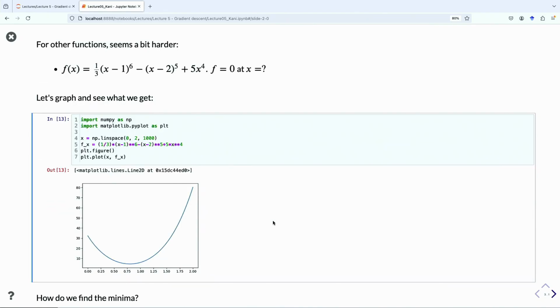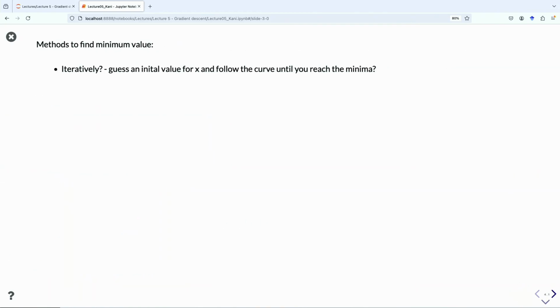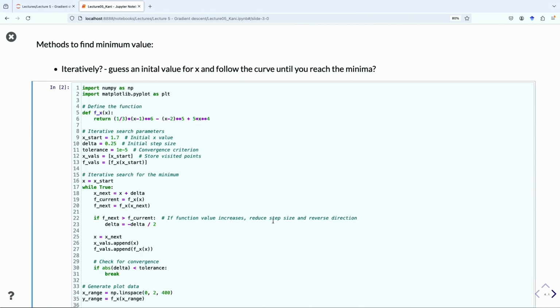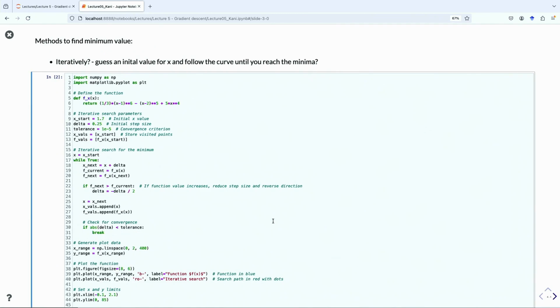Come on. Oops. So how do we do that? Well, we could implement a nice piece of code.